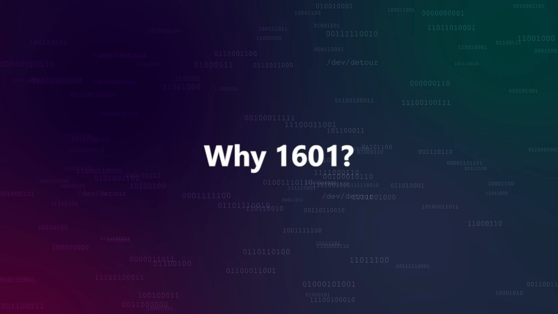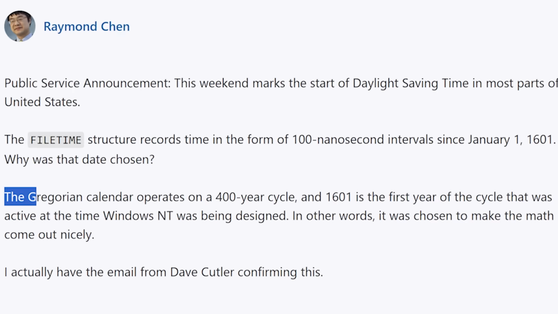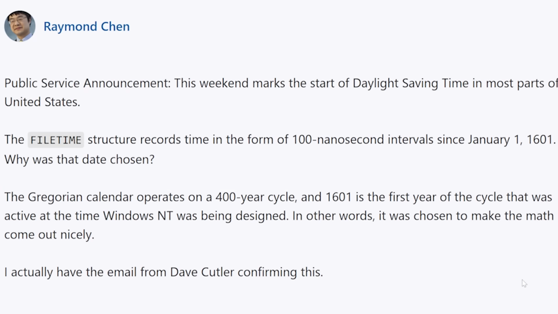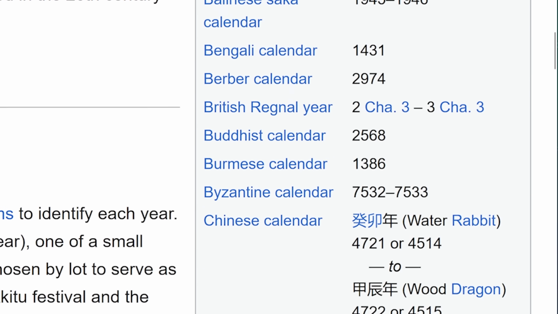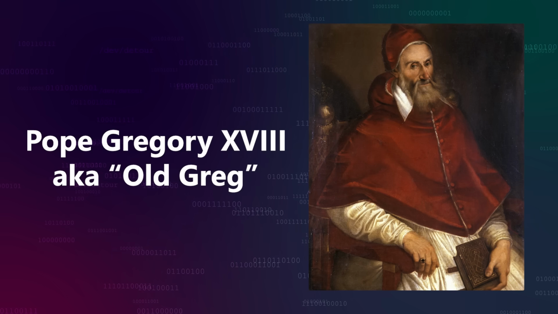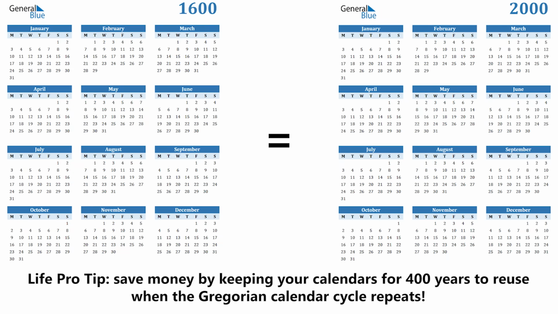Why 1601? According to this blog post from Raymond Chen, who has worked on Windows for more than 30 years, 1601 was chosen because that was the first year of the cycle of the Gregorian calendar, which was active when Windows NT was under development. I'm staying far away from going down the whole calendar rabbit hole, but in short, the Gregorian calendar was created by Pope Gregory XIII, that guy with the funny hat I mentioned before, in 1582. A full cycle of the calendar where all the days line up exactly, including leap years, takes 400 years.